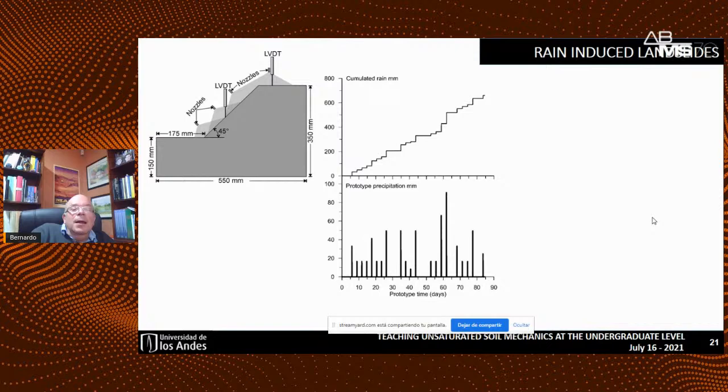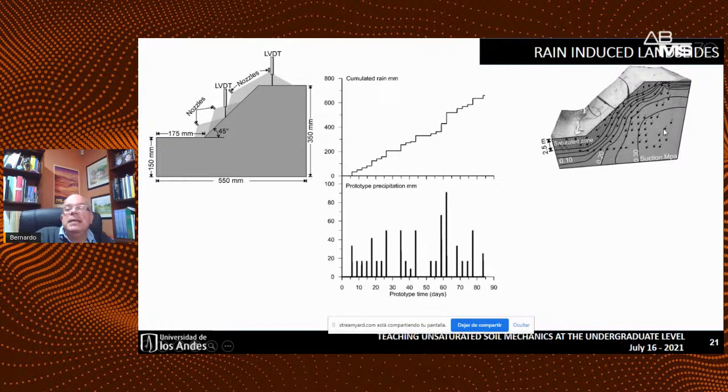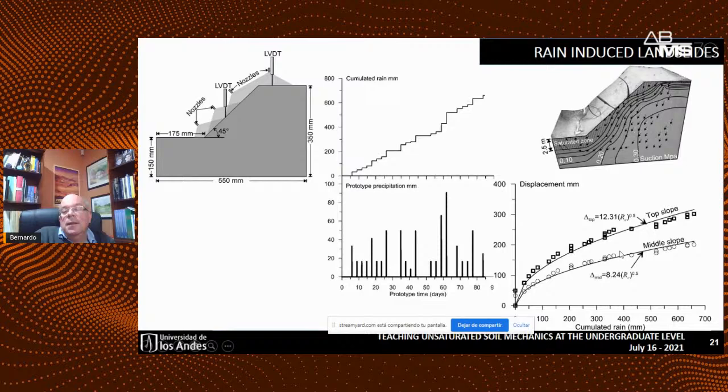What is also interesting, we have an apparatus that can apply different levels of precipitation at different elapsed times. So you apply the rain you desire, and then you have some cumulated amount of water in rain. Also, you can measure the displacements of the slopes. And this figure shows you the displacement of a particular point in the slope as a function of the accumulated rain, the amount of water.